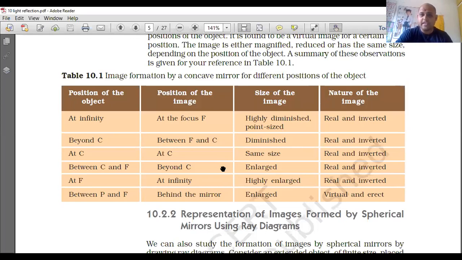You should see this day in, day out. Look at this. This is a very important table. A similar table will come for convex mirror also. We will do that, and from that table only, I'm telling you, you will have 2 to 3 interesting questions.